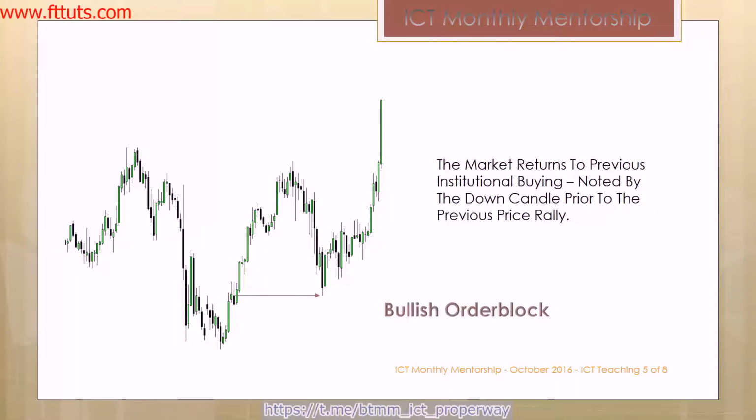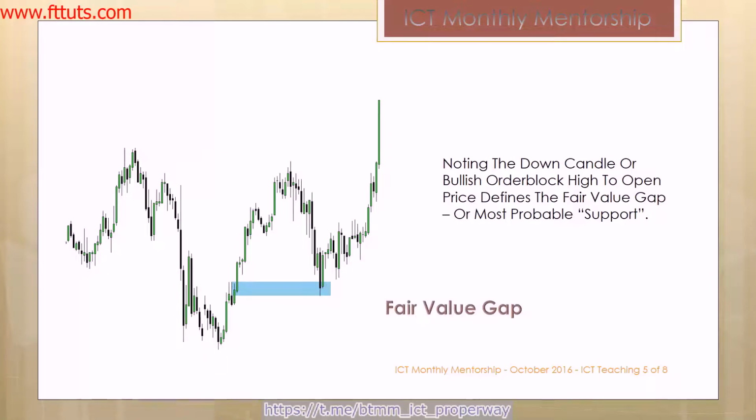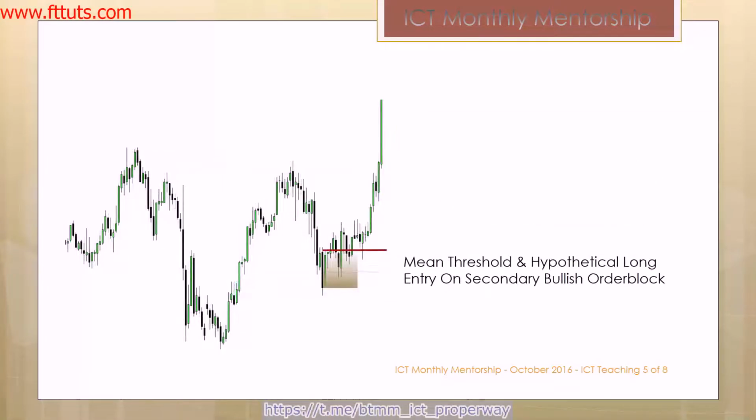We noted the bullish order block, and we identified where the market should come back down into it. And we identified the mean threshold and hypothetical long entry on the secondary bullish order block. Now, assuming for a moment that we saw this down candle here, it's all supporting the idea that we should see some buying or recapitalization of this down candle. We see that happening here.